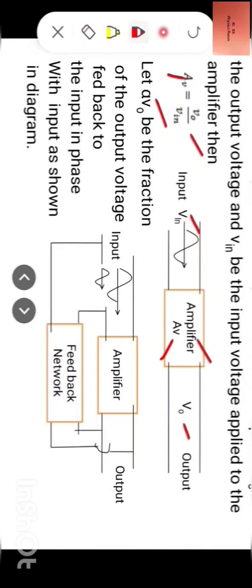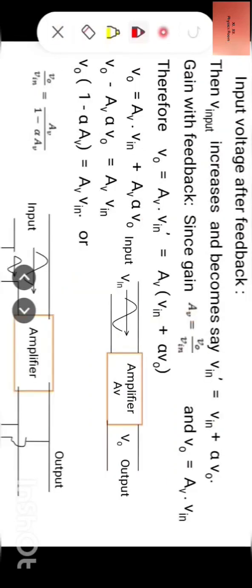Let alpha VO be the fraction of the output voltage fed back to the input in phase with the input, as shown in the diagram. This is the input signal. This is the fraction fed back which is in phase with the input. So this constitutes a positive feedback. Now the input voltage after positive feedback. When we apply positive feedback, V input increases and becomes, say, V input dash, which is equal to V in plus alpha VO. Why plus? Because alpha VO is in phase with the V input.